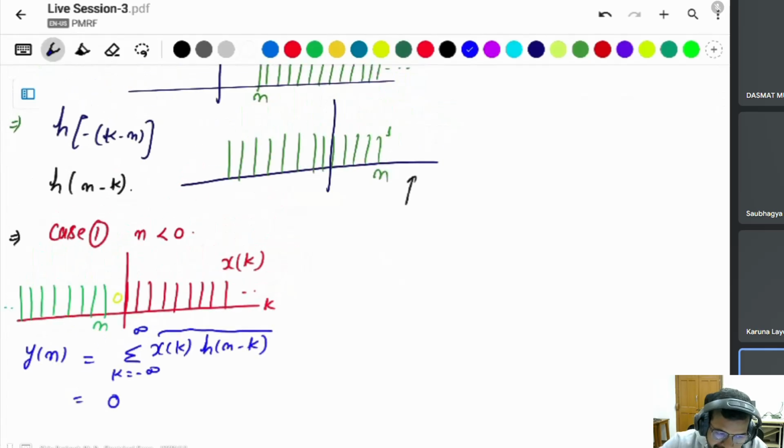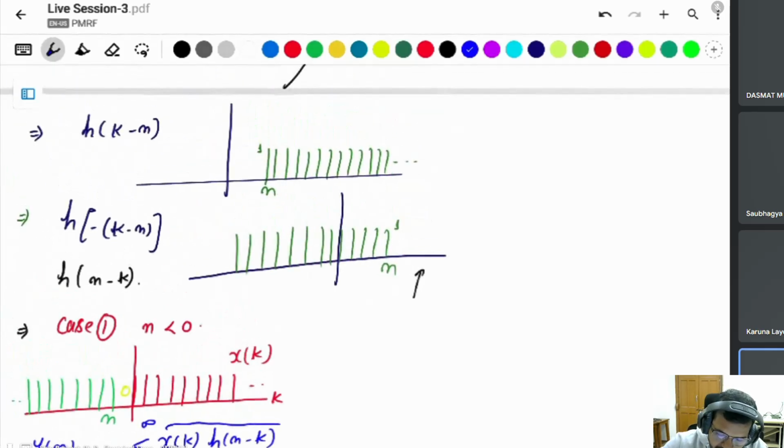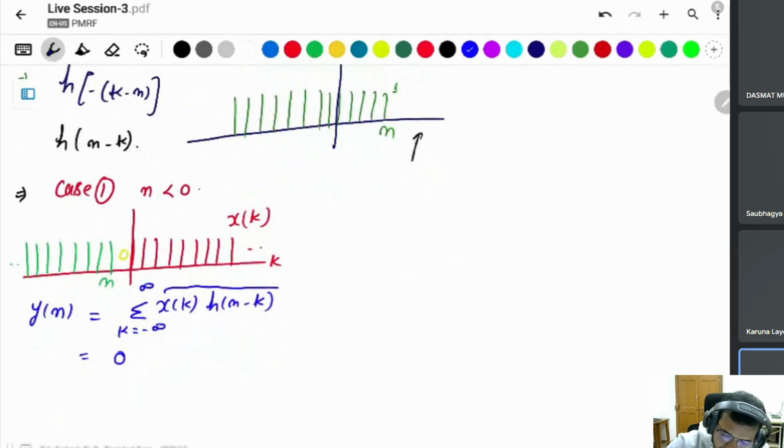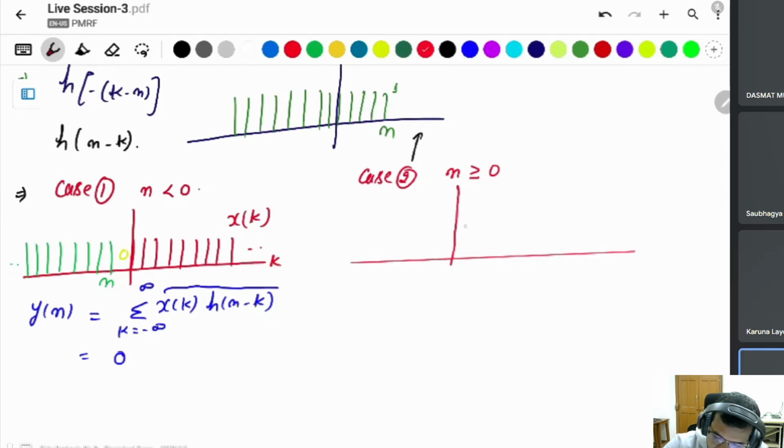Second thing, case 2, n greater than or equal to 0. There are only two corners, 0 and n. That's why only two cases are possible, when n is less than 0 and when n is greater than or equal to 0. Then how does the signal look?